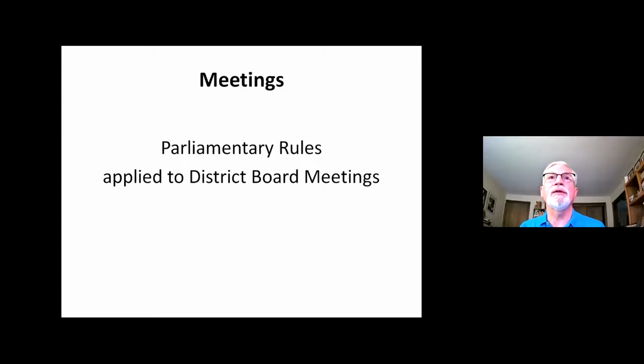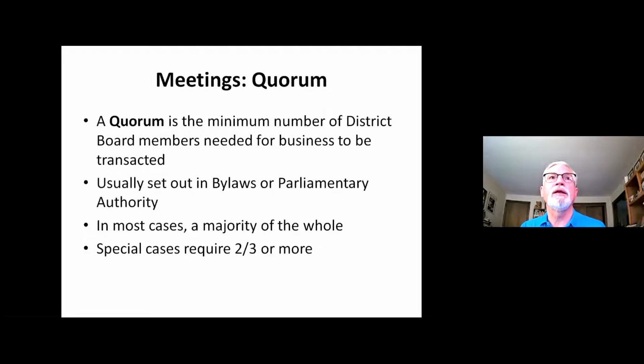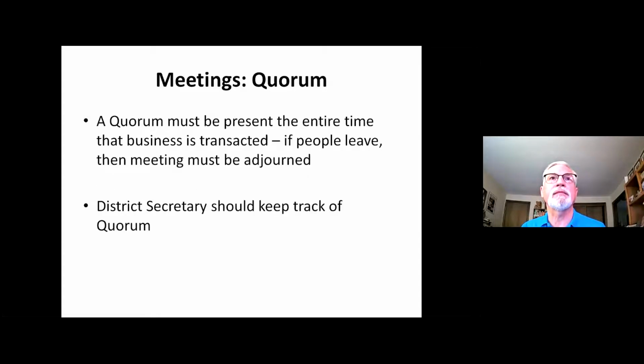So let's take a look at a few of the parliamentary rules that will apply to your district board meetings. First, we always need to make sure a quorum is present. This is the minimum number of board members needed for the transaction of business, and in most cases, a majority of the district board. Special cases will require a higher or 2/3 majority to be present. The quorum must be present at all times that business is being transacted, and if someone leaves, the meeting must be adjourned because you will not have a quorum at that point. It's up to the district secretary to keep track of the quorum.